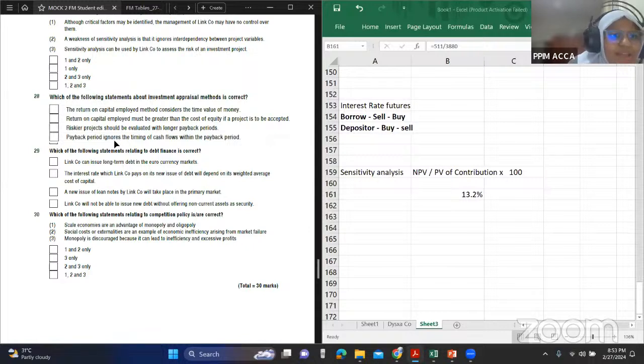And it is true. And the first one, ROCE, we don't consider time value of money because it is not a cash flow based method. First of all, it's a profit based method. So the correct answer is D.